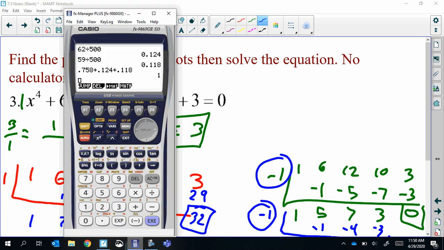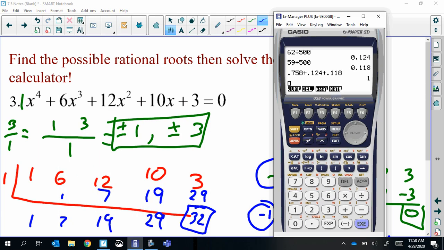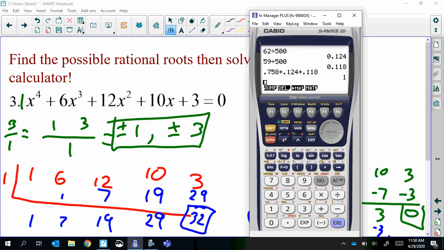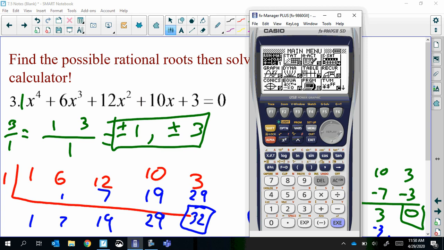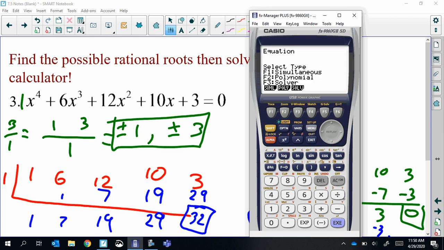All right, one last thing. Your calculator, Casios actually have a really easy way of doing this. It's a great way to check your work. Make sure you did everything correct. So let's go to equation here in the Casio. And then these are polynomials, so F2 for polynomial. Enter the degree, degree 4. Now we have to select it up here, F3 for degree 4. And then you just type in the coefficients.